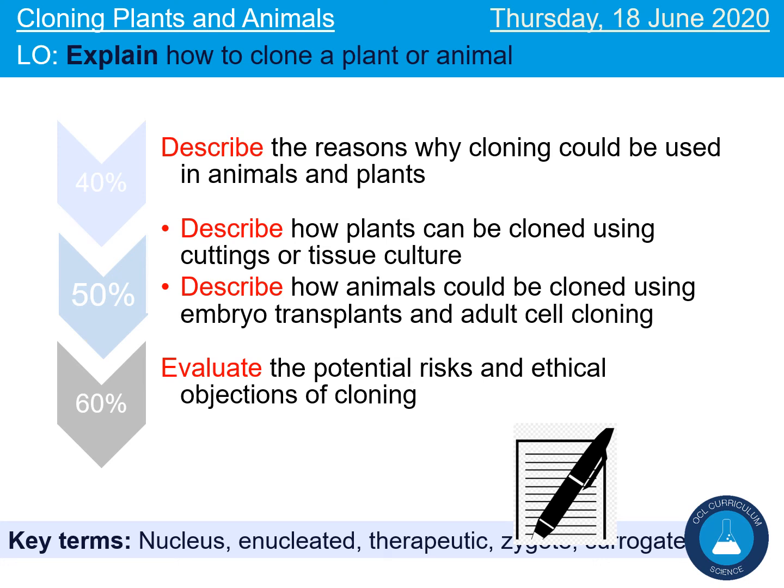In today's tricky topic video, we are going to look at cloning animals. We're going to look at cloning in plants and animals, and we're going to describe the reasons why cloning could be used in animals and plants. We're going to describe how plants can be cloned using cuttings or tissue culture. We're going to describe how animals can be cloned using embryo transplants and adult cell cloning. And we're going to evaluate the potential risk and ethical objections of cloning.